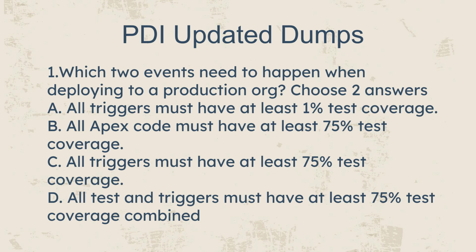1. Which two events need to happen when deploying to a production org? Choose two answers. A. All triggers must have at least 1% test coverage. B. All Apex code must have at least 75% test coverage. C. All triggers must have at least 75% test coverage. D. All test and triggers must have at least 75% test coverage combined.